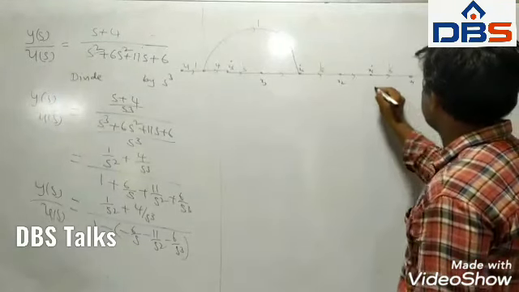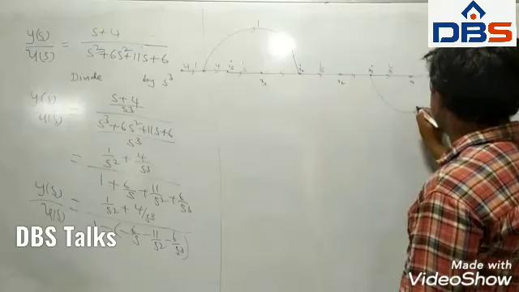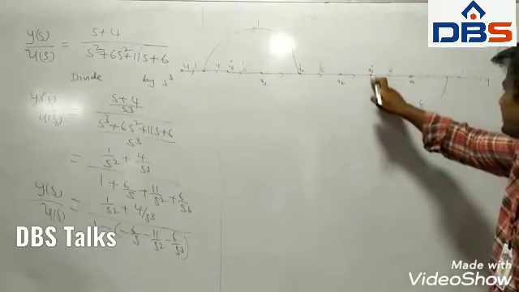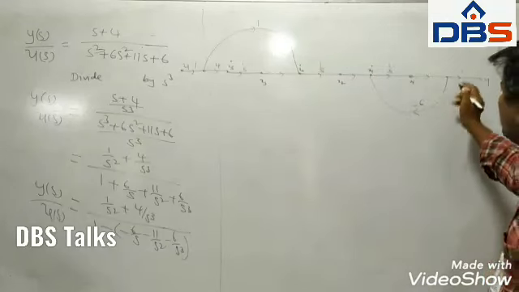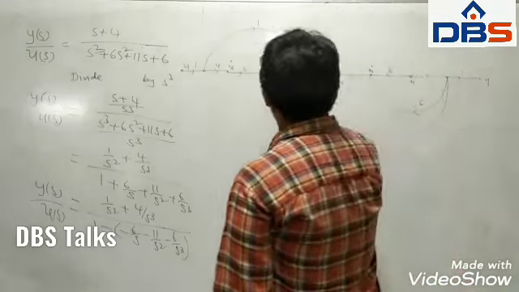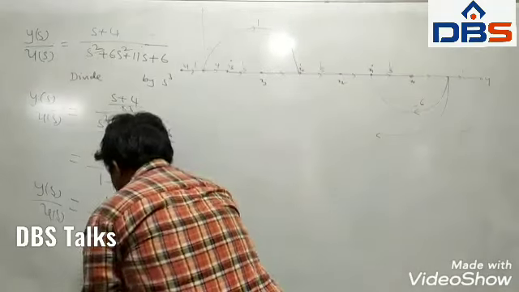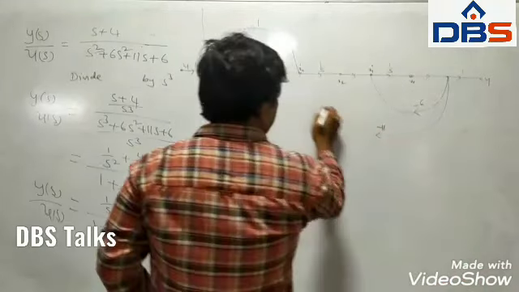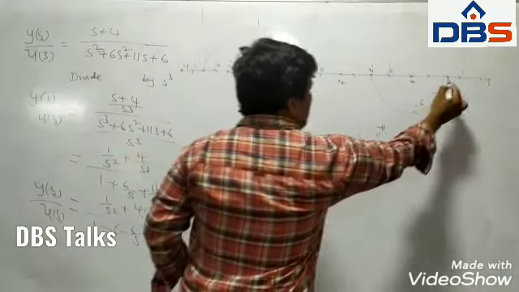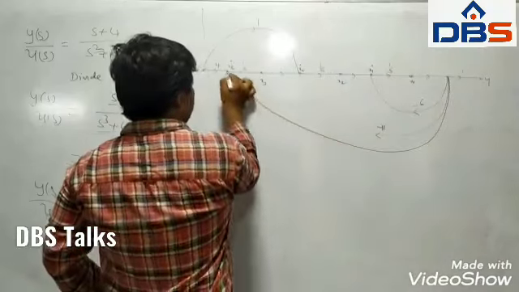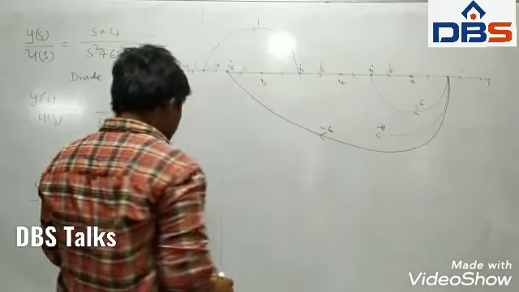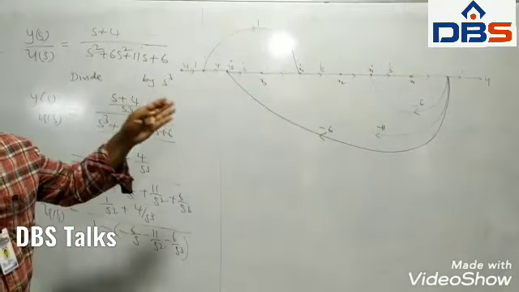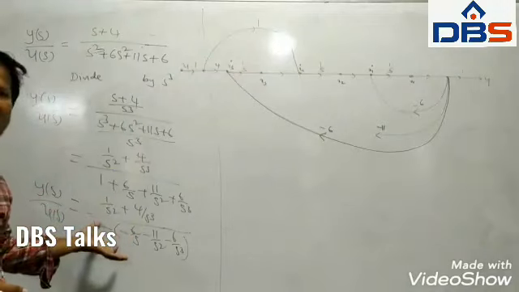From x1 bar, this is minus 6 by s. This is the first loop. The second loop is x2 bar, and this is minus 11 by s square, and the third loop is x3 bar, which is minus 6 by s cube. So this is the signal flow graph construction from the given transfer function.